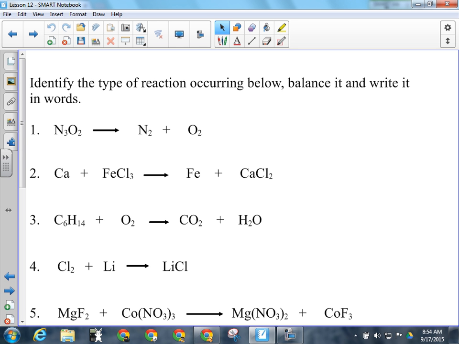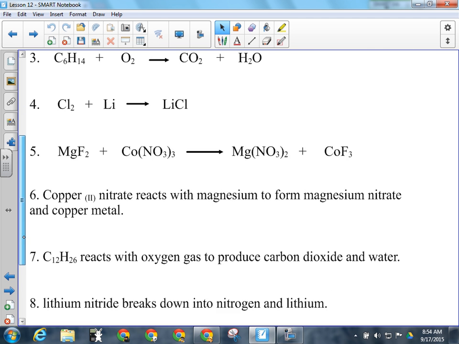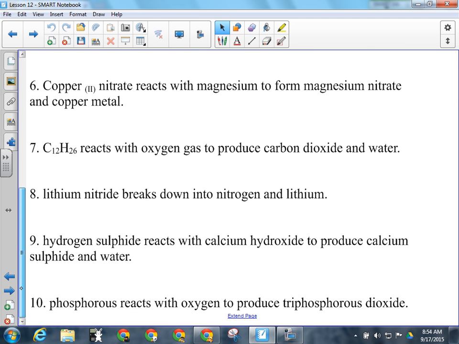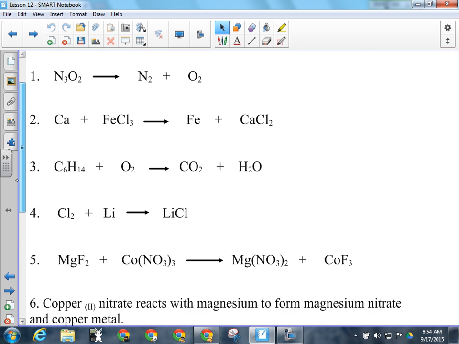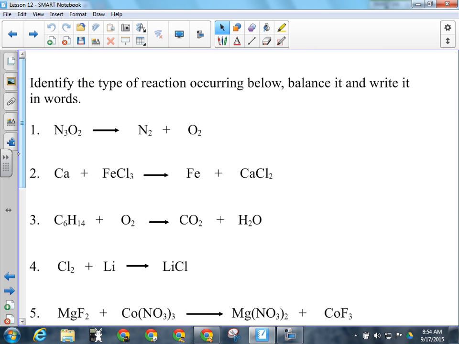These ones here are not in your notes, but what I would like you to do is copy them down as we go through them. I'm going to go through the first 5 here, and then I'm going to give you the opportunity to do the other ones. Actually, I'm not going to do the first 5. I'm going to do 2 from the top and 2 from the bottom, so you see both ways these kind of questions can be asked.